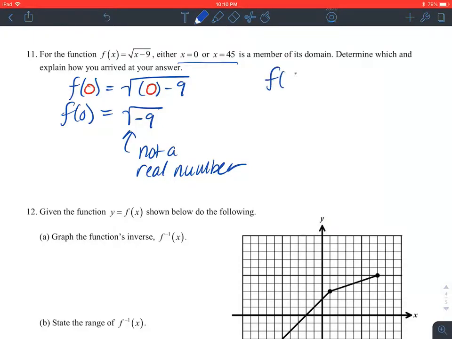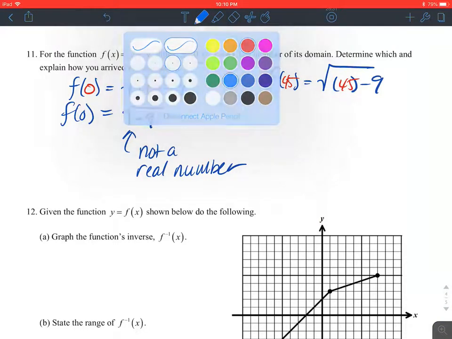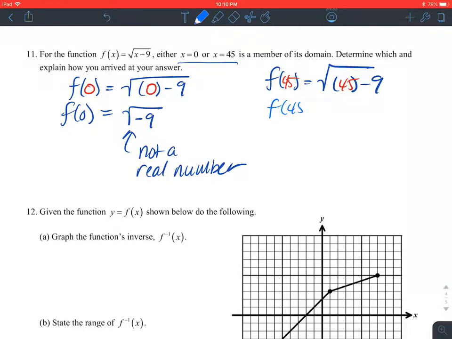Now I want to make sure, before jumping to any conclusions, that 45 works. If I substitute 45 into this function, I'm going to be finding the square root of 36, which I can do. Even if I couldn't find the square root, as long as that value is non-negative, it wouldn't be a problem.